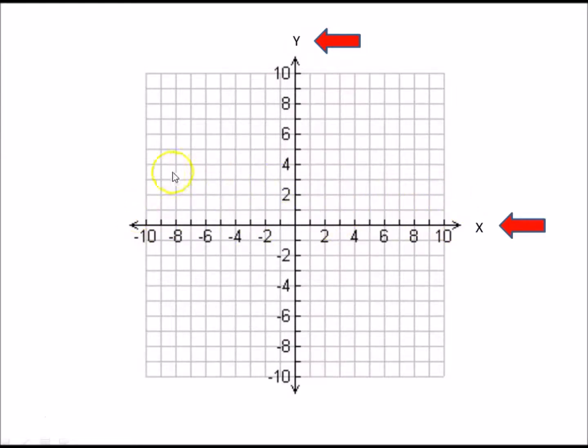Everything horizontally is on the x-axis, going this direction up here, and also down here. When we talk about the y-axis, it's vertical, so everything going this direction will become the y-axis right there. We also have the origin, which is the corner where the x and the y meet. That is called the origin. And let's also talk about the quadrants.